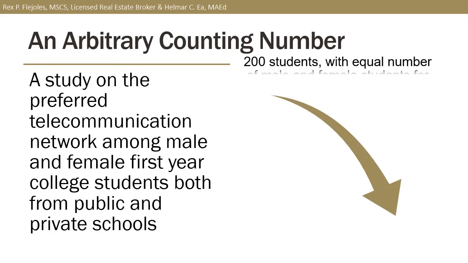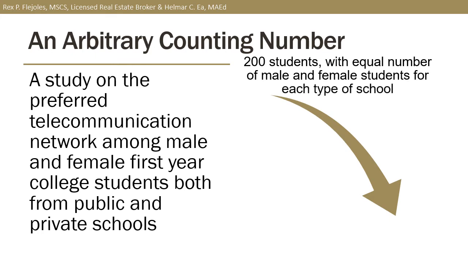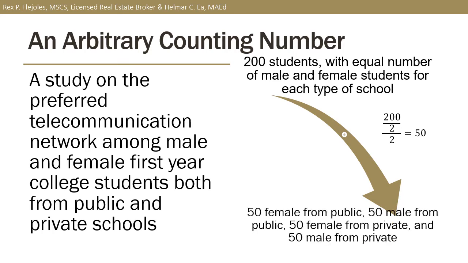With the same case, if it intends to involve 200 students with an equal number of male and female students for each type of school, what is the size for each sample? Sample size is equal to 200 divided by 2 divided by 2, which is equal to 50. It shall involve 50 female students from public schools, 50 male students from public schools, 50 female students from private schools, and 50 male students from private schools.